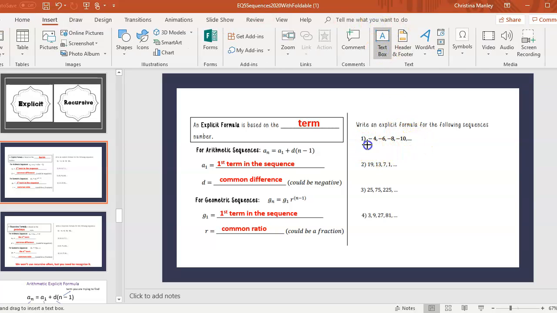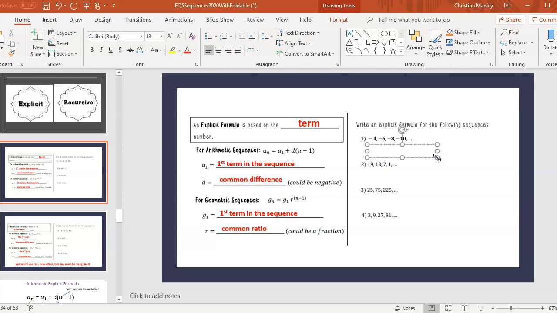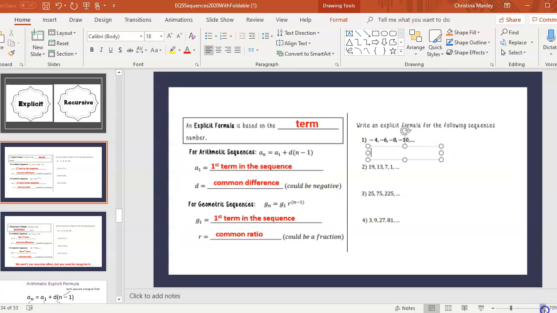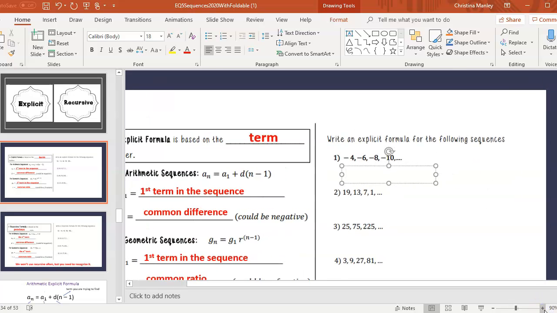Knew I would find a way to do this for you. All right. Here's my text box. Okay. So let me see if I can zoom it in. There we go. So my first sequence is -4, -6, -8, -10.